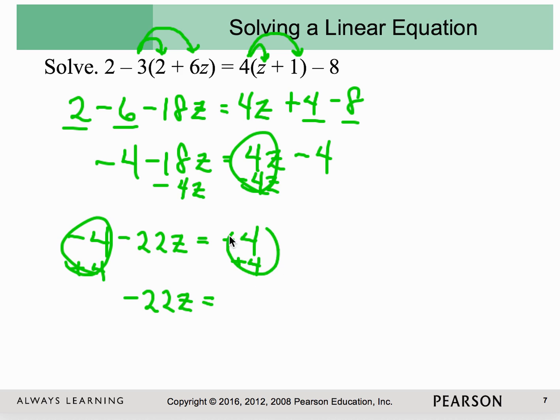And over here, actually, that's also 0. Now, undo anything being multiplied to your z, your variable. So let's divide by negative 22, because anything divided by itself is 1. So 1 times z is z. And 0 divided by anything is 0.